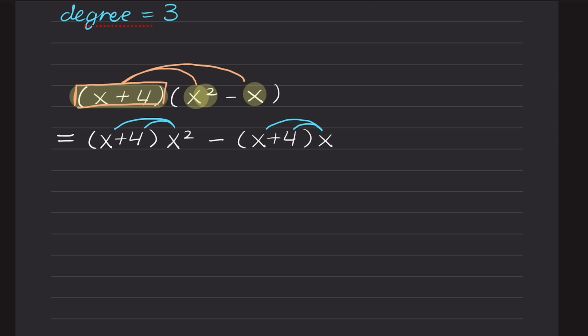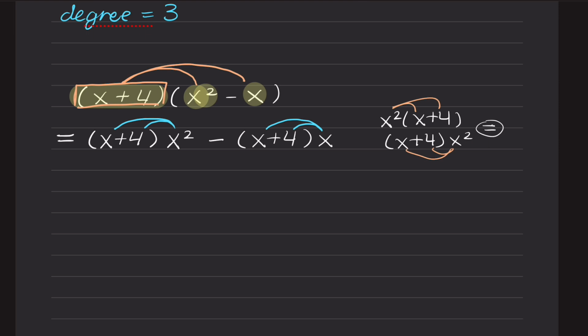This might look a little weird because I'm distributing from the back, but it doesn't matter if I have x squared times x plus 4, or if I have x plus 4 times x squared. These two are the same thing. They're exactly equal. And so if you distribute this x squared from the front, that's the same as distributing the x squared from the back.